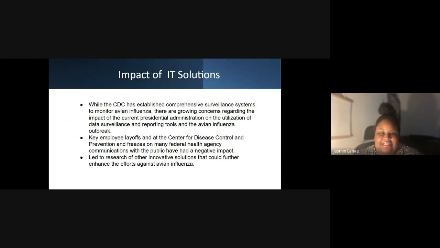The CDC has developed robust surveillance systems to monitor avian influenza, but concerns have emerged regarding the current presidential administration's impact on data surveillance and reporting tools. Key employee layoffs and communication freezes at federal health agencies have negatively affected public outreach and response efforts. These challenges have prompted the exploration of innovative solutions to further strengthen efforts in combating the avian influenza outbreak. Next slide.